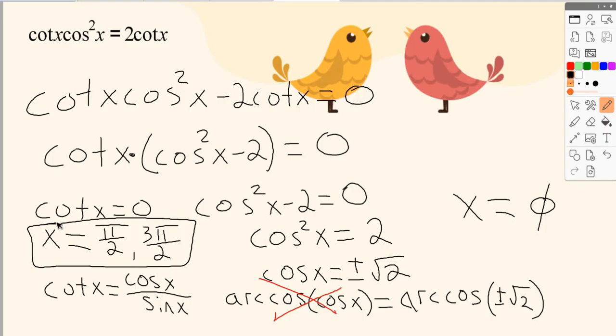Otherwise, if it did give you an answer, say this was 3/4. 3/4 is not on our unit circle, but 3/4 is smaller than 1. We could type that in, and you're going to get a weird decimal, like 1.72, whatever. And you would just write that down, and that would be your other answer.